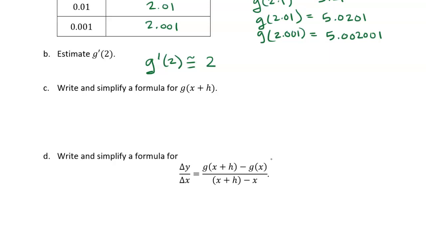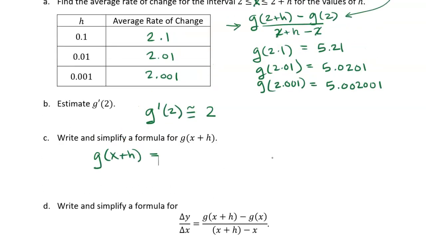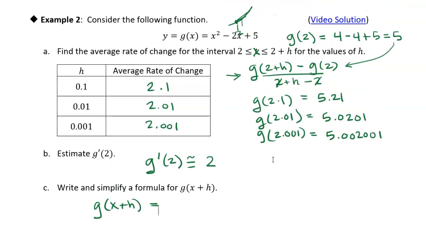But first of all, what I need is g of x plus h. So what does that mean? That just means that wherever I have x in the formula, I'm going to replace it with x plus h, right? So the input now is x plus h. So we have x squared. So rather than x, I'm going to write x plus h squared. I'm just replacing x with x plus h. And then minus 2 times x plus h, and then plus 5.